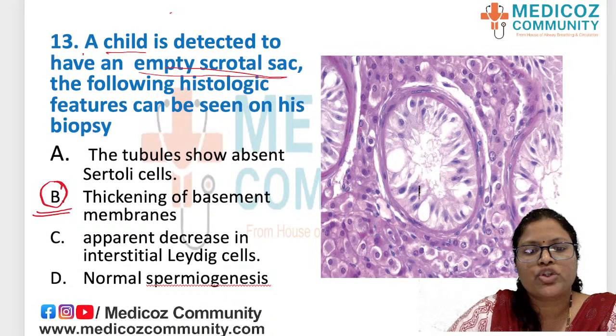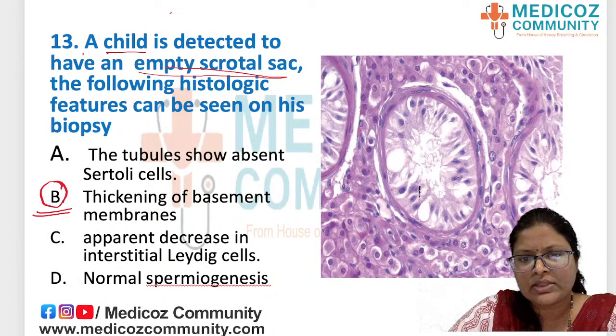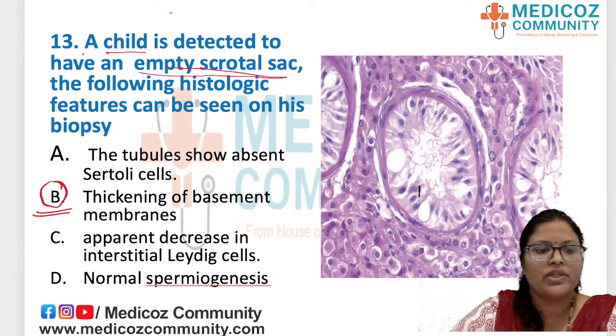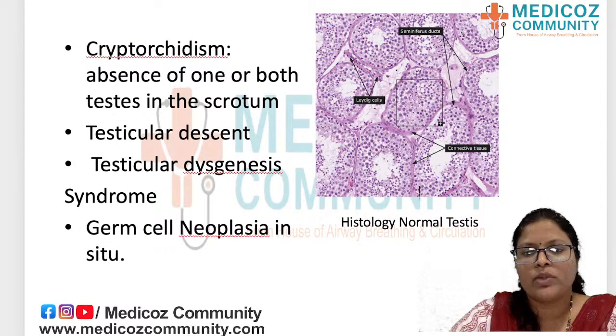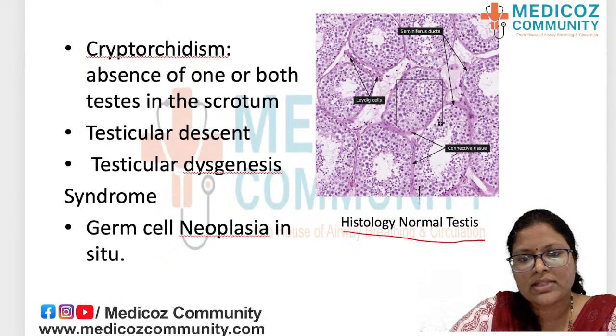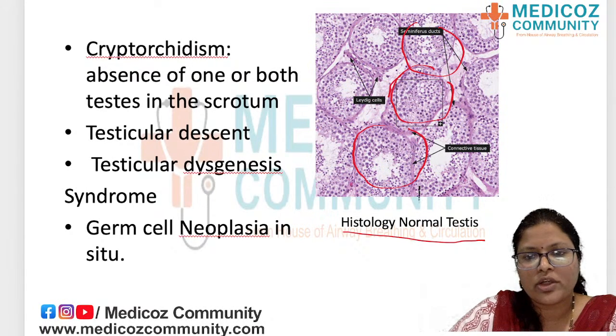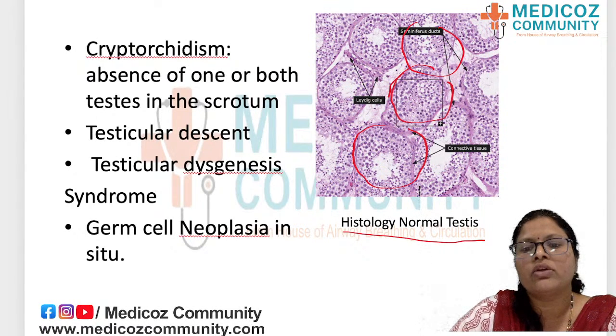Okay, the tubules show absent Sertoli cell. So this is the tubule. Before I explain this, let's move to the next picture where I have put the normal testis, how the histology looks. What you're seeing here is the normal histology of the testis. These tubules are your seminiferous tubules. Do you see these? These are your seminiferous tubules. They have a basement membrane, and these tiny structures over here are your Sertoli cells, and the normal spermatogenesis occurs over here.